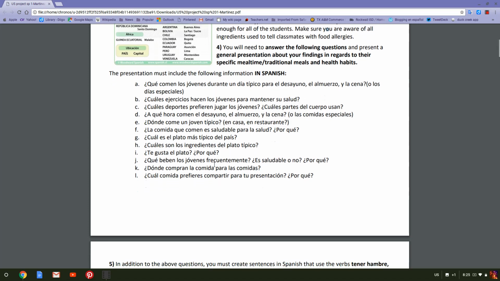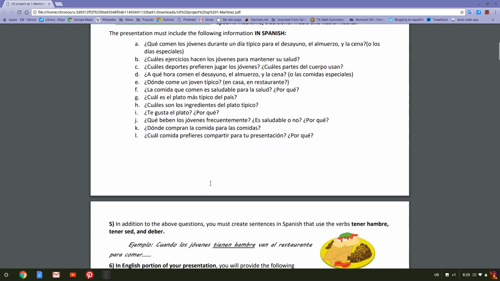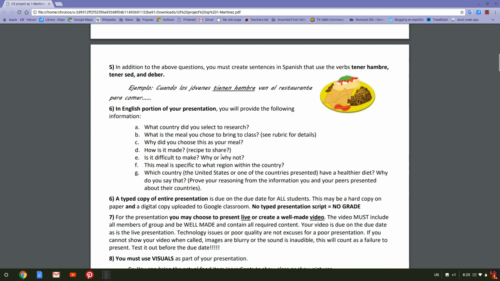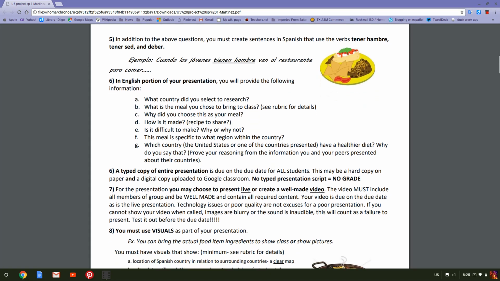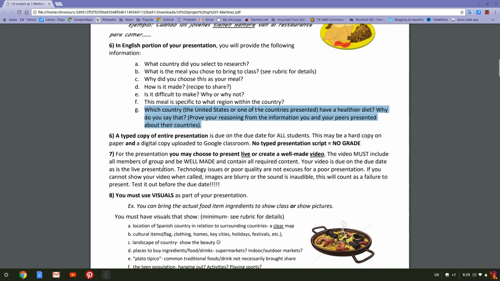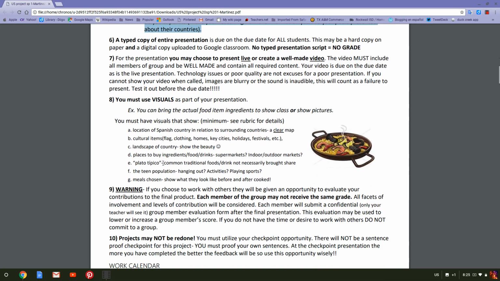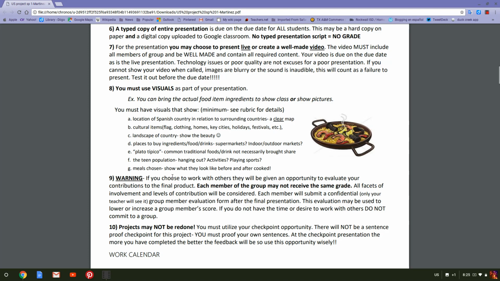So here we've made it very clear these are the questions that they will need to answer in Spanish in full complete sentences. The next section here is going to be having the students create or use these particular grammar concepts. They also need to include this information in English. And then we see here that this is the problem that they must solve at the very end. And so again, we've just broken it down. They'll need to provide a visual of some kind.